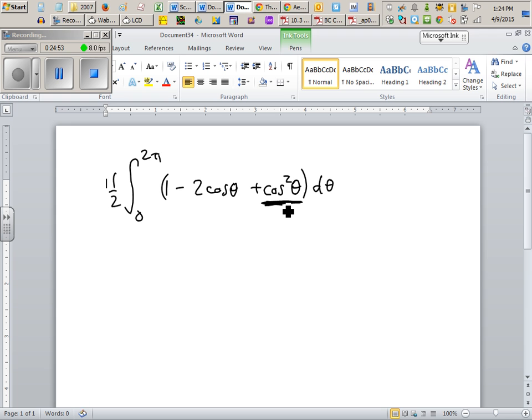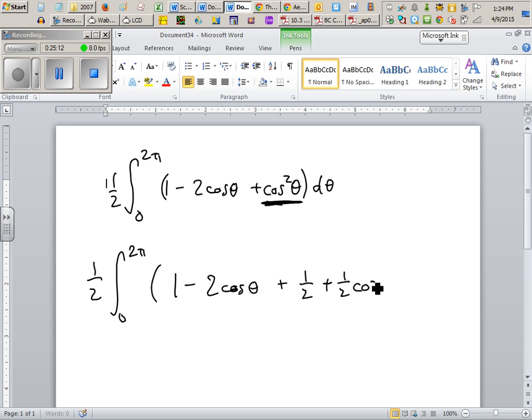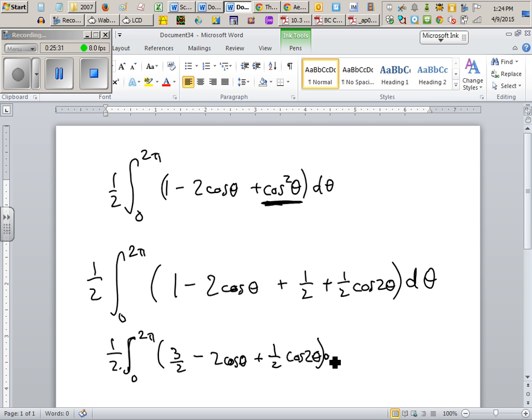I don't like the cos squared theta. Not a fan of that at all. So let's replace that thing. Do you guys remember what we replaced cos squared theta with? 1/2 plus 1/2 cos 2 theta. Yes. Try to memorize that, okay? So it looks like I have a 3/2 minus 2 cosine theta plus 1/2 cosine 2 theta.